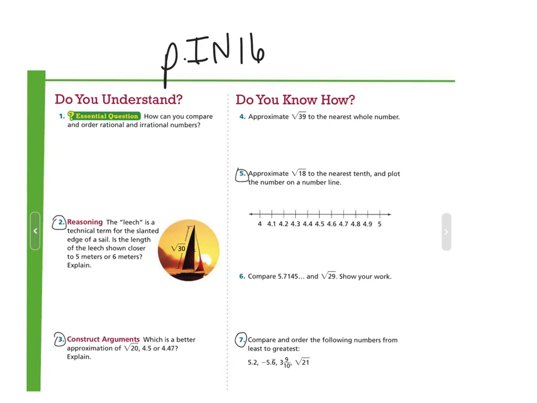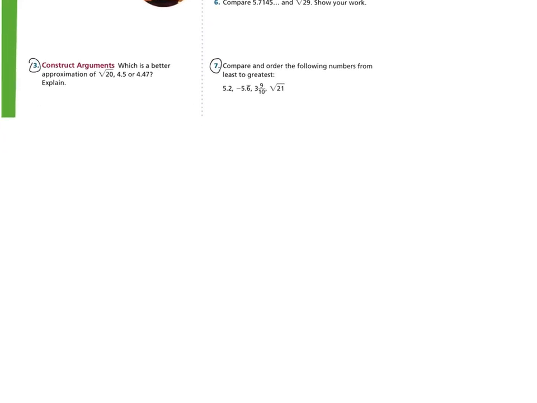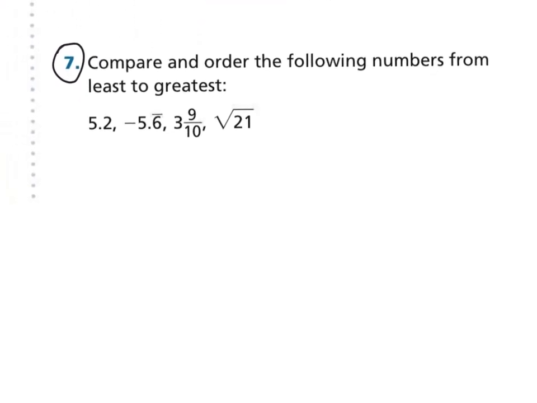Looking at page IN16, we are continuing our lesson on comparing and ordering real numbers. So on page IN16, we are going to look at number 7. Compare and order the following numbers from least to greatest. Like we've talked about before, what we're going to want to do is get decimal approximations for these. Once we've got them as decimals, then we can compare and put them in order from least to greatest.